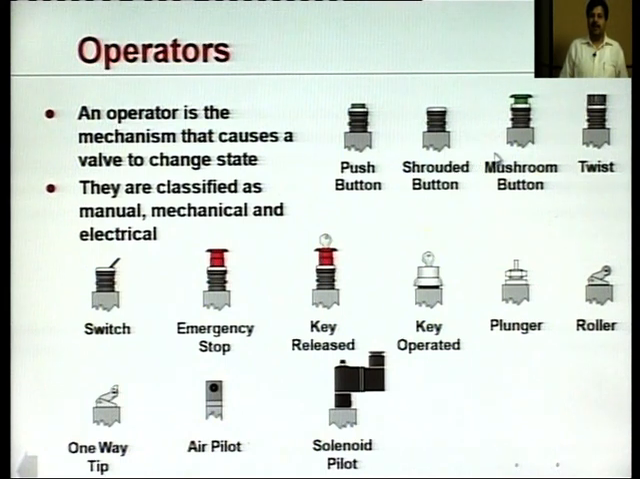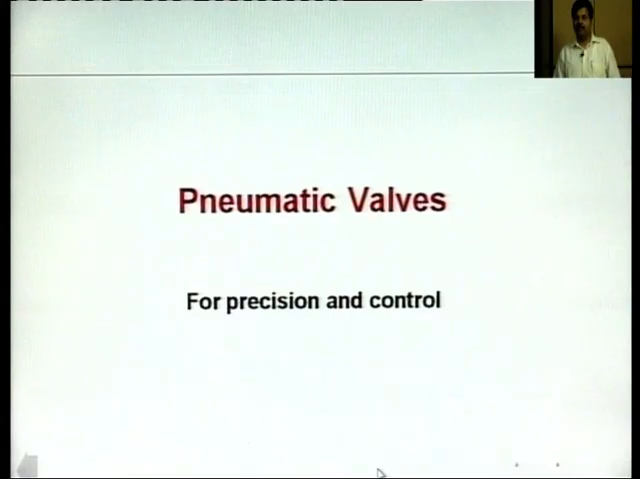These are the diagrammatic representations of various types of operating systems or operators that are used for operating the valves. This is a push button type of system. This is a shrouded button. This is a mushroom button. This is a twist type of knob. The switch, emergency stop, key release system, where a key is used. Until and unless we insert a key into this system, we cannot operate this valve. This key, pointer, plunger type of system, roller type of system, one way trip, air pilot trip, solenoidal pilot valve. These are some of the arrangements.